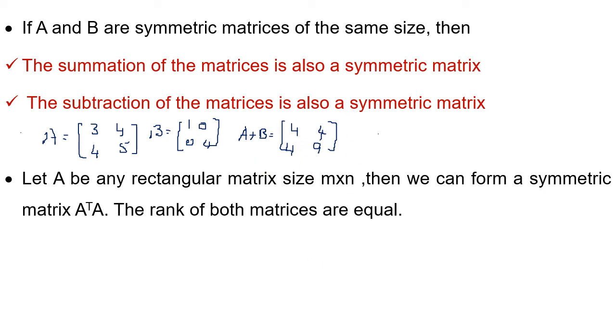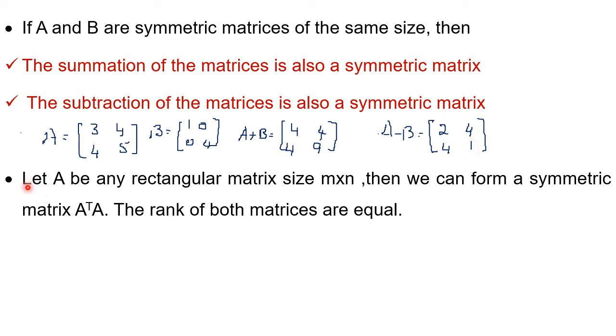Suppose you want to take the subtraction A minus B, then we get 3 minus 1, 2, 4, 4 minus 0, 4, 5 minus 4 is 1. Once again you see that the resulting matrix is going to be a symmetric matrix.